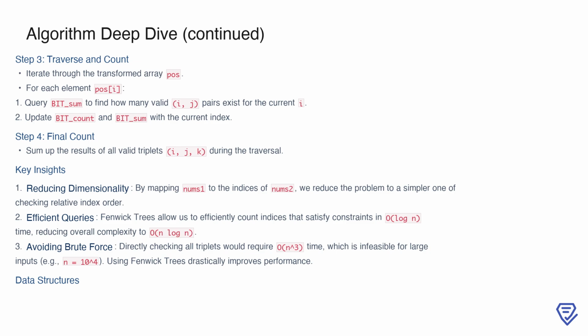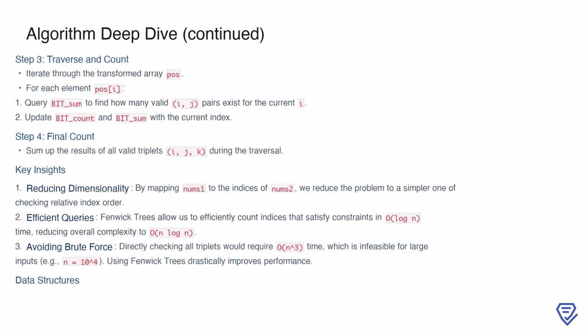By repeating this process for all elements in pos, we calculate the total number of valid triplets (i, j, k) as we go. The key to the efficiency of this approach lies in the Fenwick tree, which allows us to perform both queries and updates in O(log n) time. This drastically reduces the overall complexity of the algorithm compared to a brute force solution.